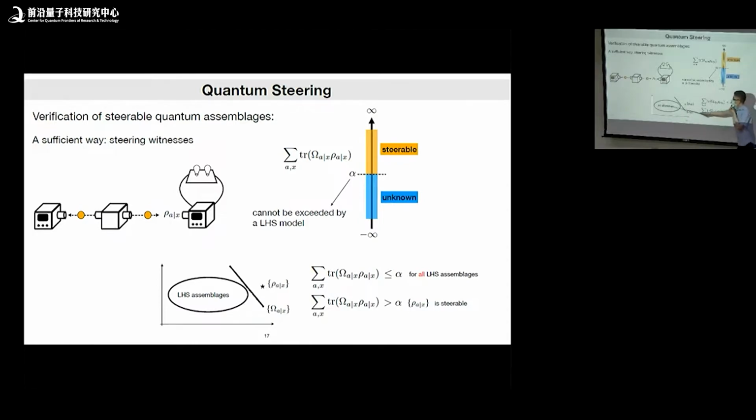And the left-hand side, including all these local density assemblages, should give us an expectation value which is lower than alpha. So this means that once we obtain an expectation value greater than alpha, then we can judge that the state or the assemblage is steerable.